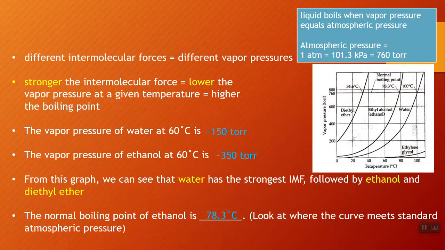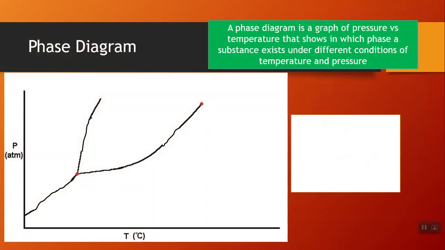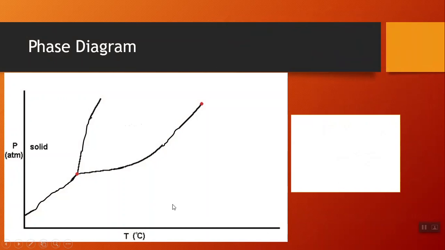The next graph that we're going to look at is a phase diagram, and a phase diagram is a graph of pressure versus temperature that shows in which phase a substance exists under different conditions of temperature and pressure. So this is a blank phase diagram over here, and when we fill it in, we have the three states: solid, liquid, and gas. This is also known as a wine graph because it kind of looks like a wine glass here holding the liquid. I've also told my students that it's a butt graph. So it looks like a butt where it releases gas, just two different ways to remember this phase diagram.